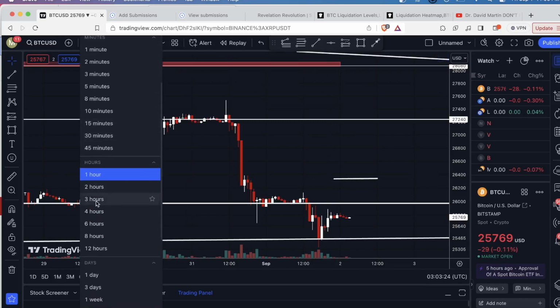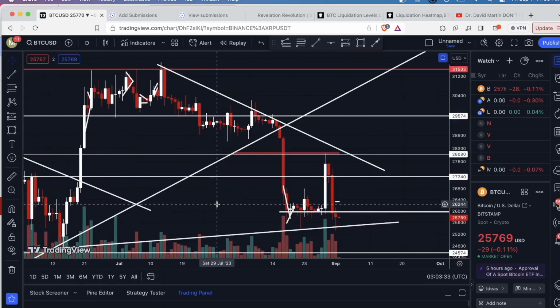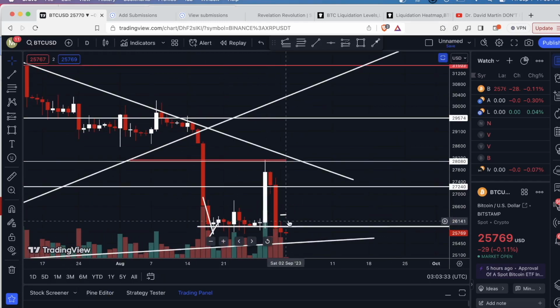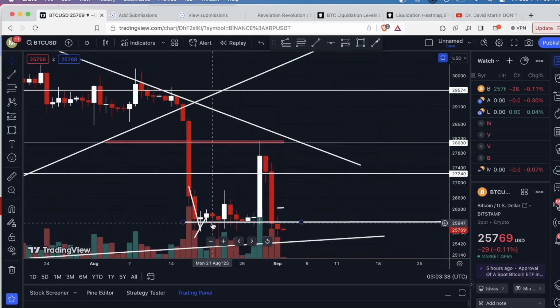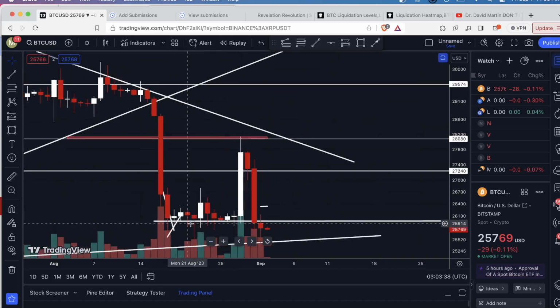So I'm going to zoom back out to the daily time frame, and you'll see here we have this horizontal support level, and this was where the candle bodies were closing above for about 10 days or so. The price would wick down, but before the candle closed, buyers would step in and defend this level.